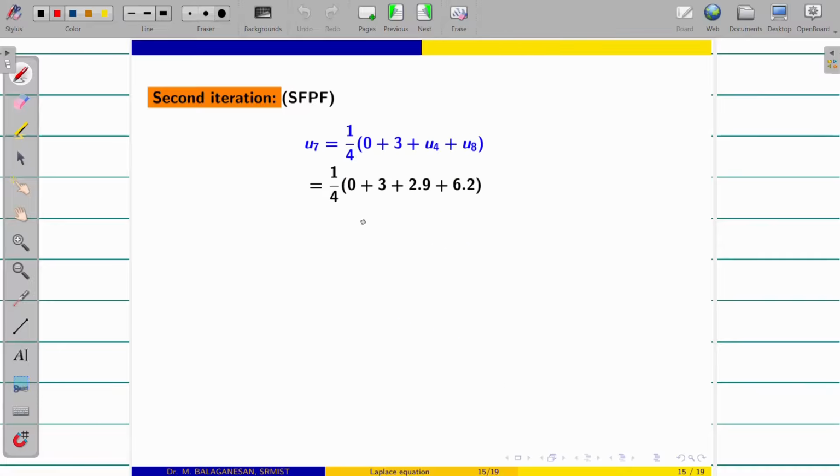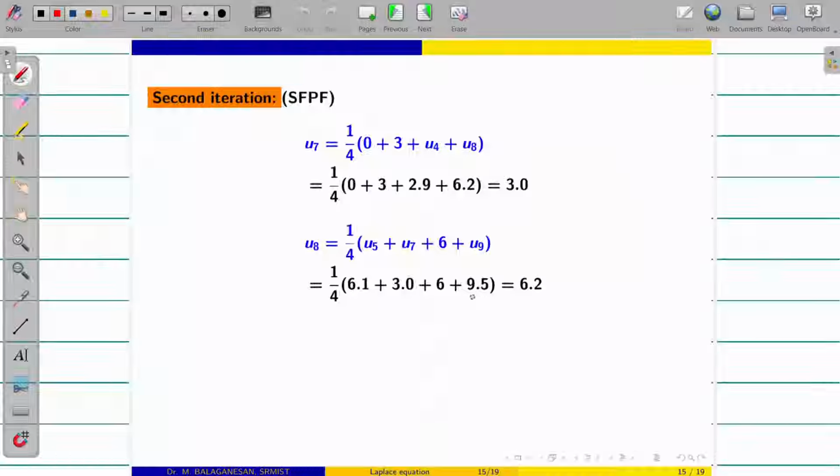So try to find U6. Similarly for U7 and then for U8. U8 what are the recent and old values? U5 recent value, U7 recent value, U9 only old value. Substituted 9.5. Then U9 will be U6 plus U8. What is U6 plus U8? U8 is 6.2 just before we found. U6 is already in the previous page. Substitute both. So this is the simple logic. When you're finding a particular value, if there is any recent values are there, take it. If you don't have recent value, go for the old iteration. I mean previous iteration. That's it.